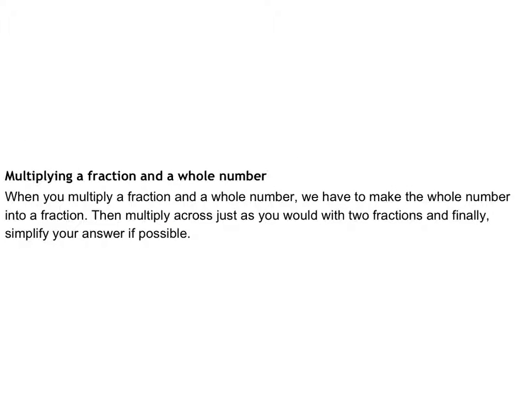So if we're going to multiply a fraction and a whole number together, you just have to make a whole number into a fraction. Then you can multiply across just as you would with two fractions, and then finally simplify if possible.